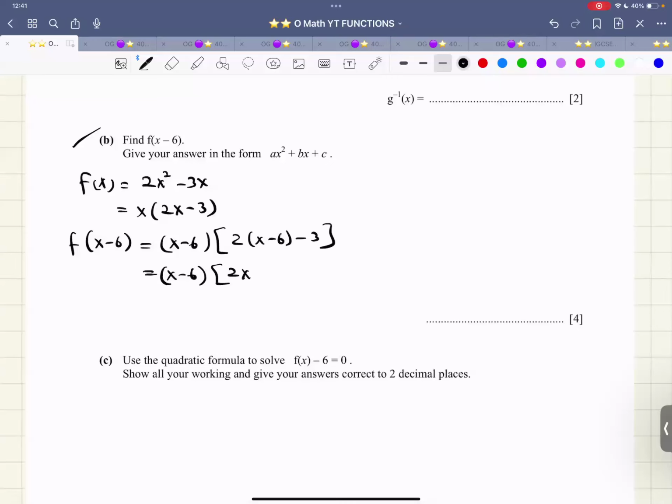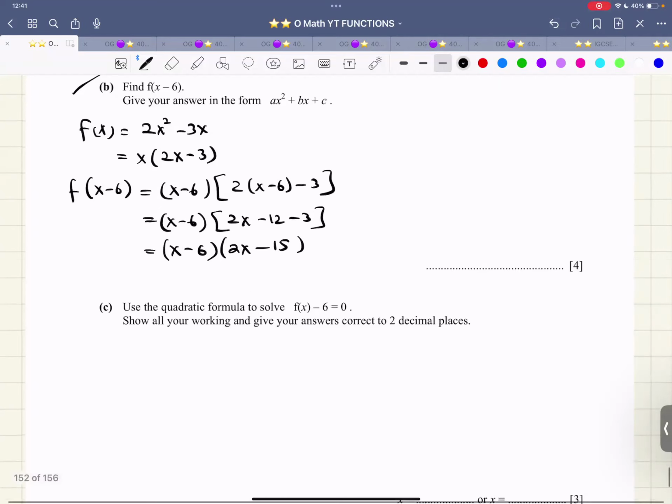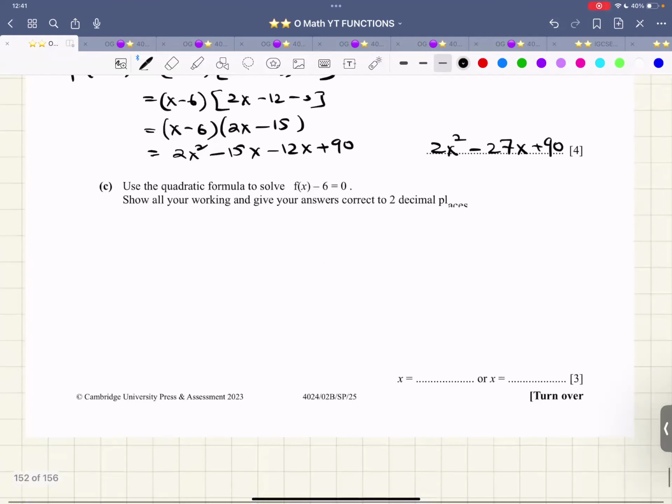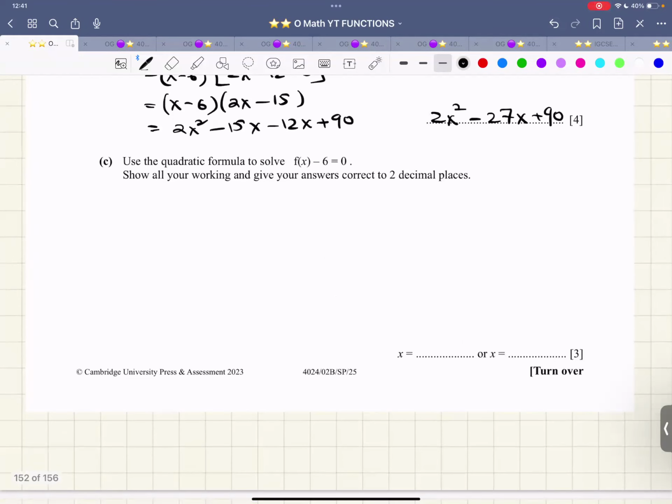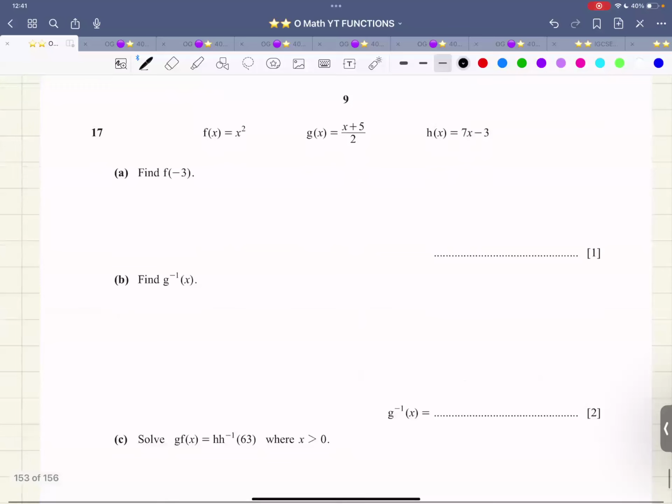This is 2x minus 12 minus 3. This is x minus 6. Let me write 6 properly. Make sure the examiner can read it. 2x minus 15, x into 2x, 2x squared, negative 15x, negative 12x. 6 into 15 is 90. So therefore, 2x squared minus 27x plus 90. Do check for any mistakes. That could be done in a hurry. Use the quadratic formula, and this is a paper 2 question. So I'll skip it because right now we are focusing on paper 1. Otherwise, just use the quadratic formula.